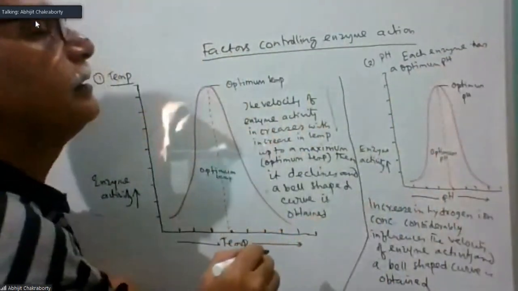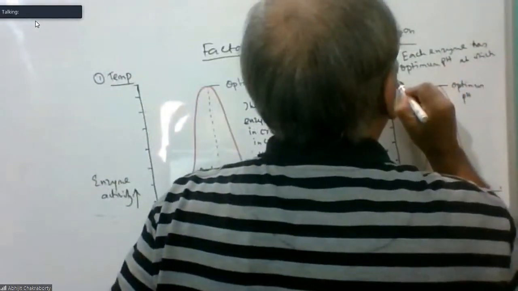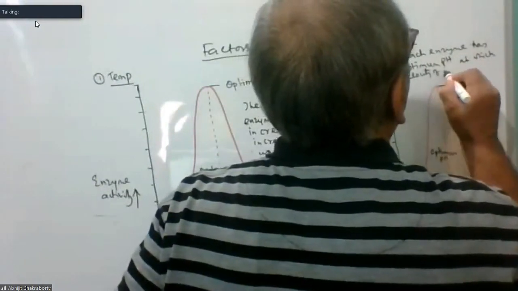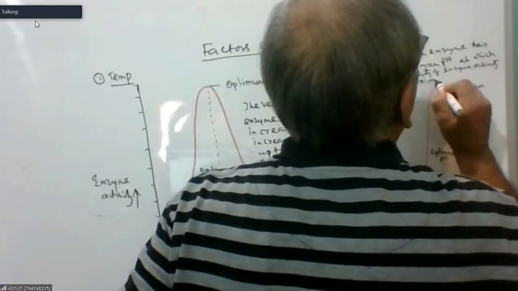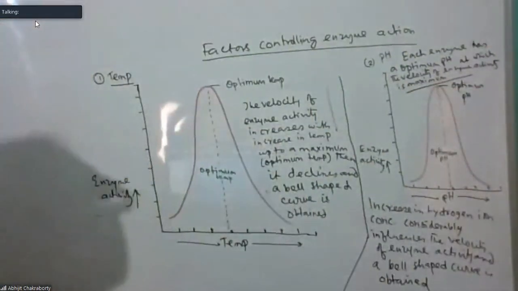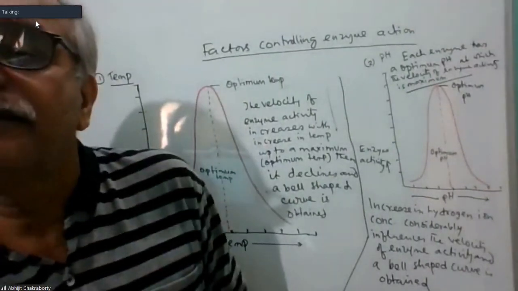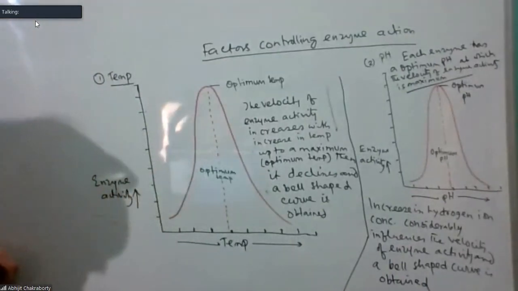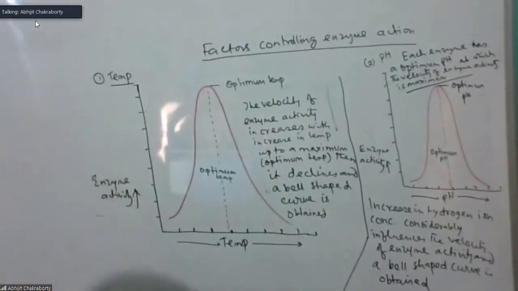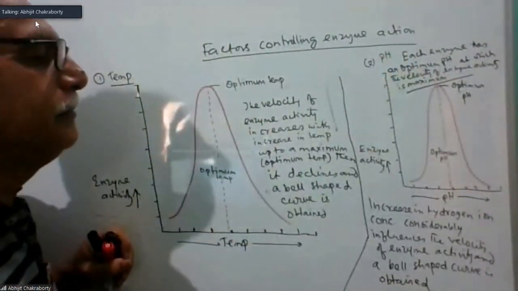Each enzyme has an optimum pH at which the velocity of enzyme activity is maximum. Is it clear up to this, pH and temperature?